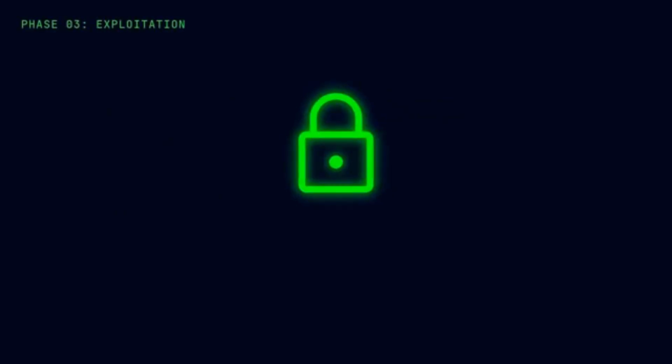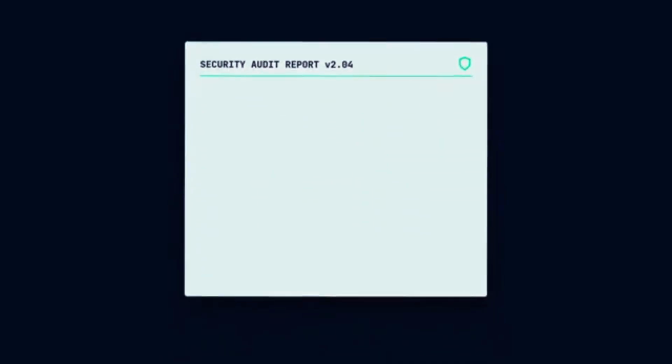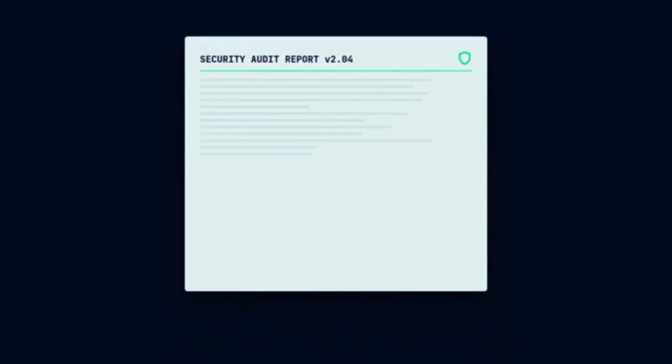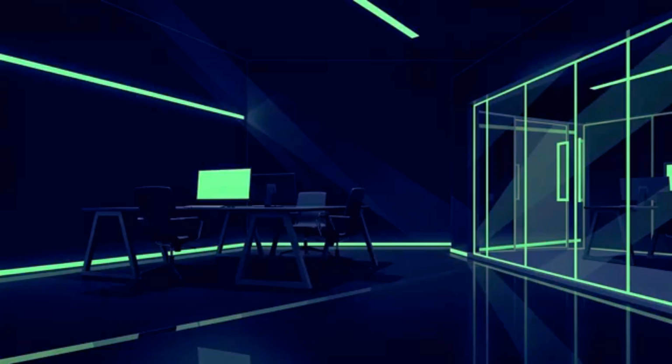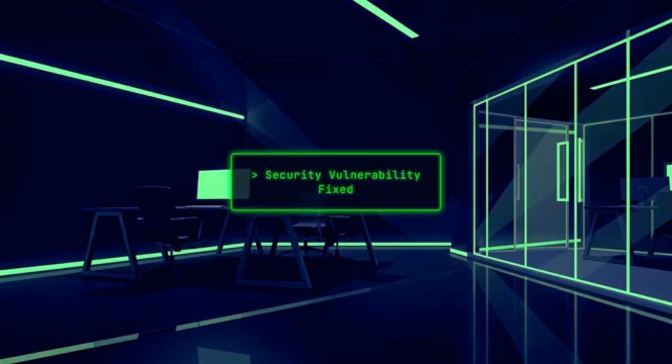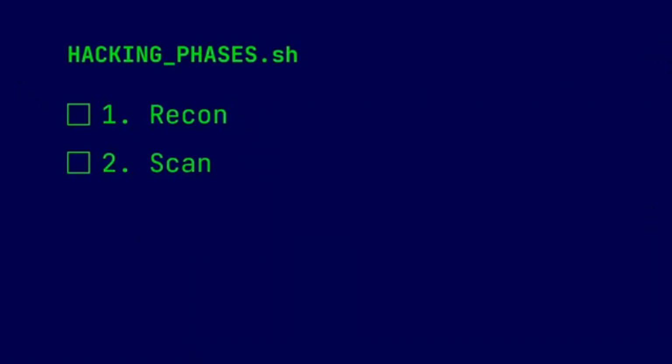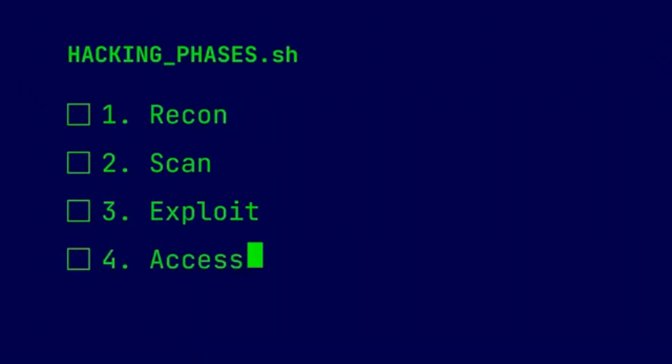Phase 3, exploitation. You take a weakness you found, and you use it to break in. Phase 4, access. You're inside. Now you take control. You see what you can reach, and you climb to the highest level of power on the machine. Phase 5, reporting. You document everything you found, because in the real world, this is the part that pays. Companies hire you to find the holes, then tell them how to fix them. That's the entire craft. Recon, scan, exploit, access, report. Say it back in your head right now.